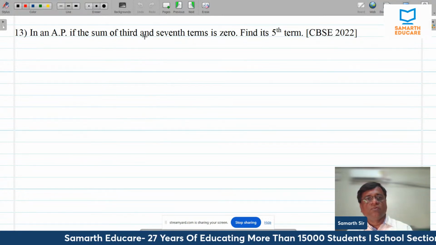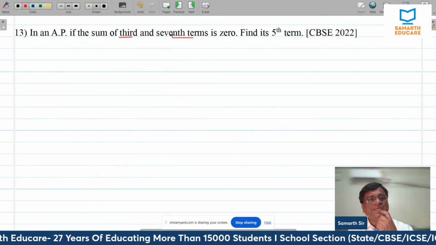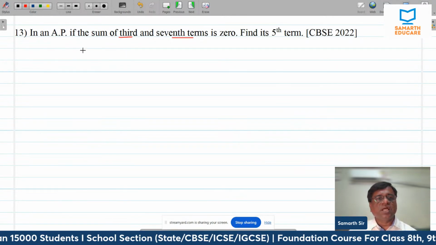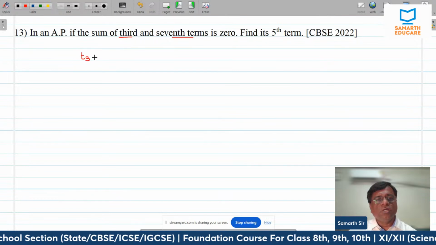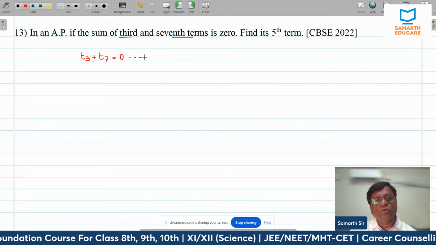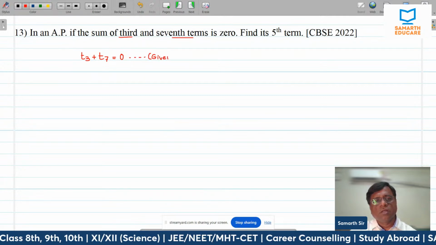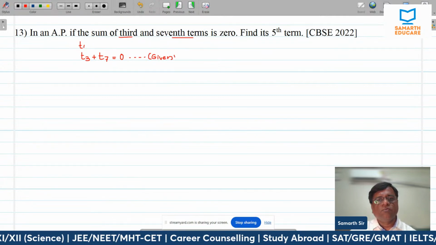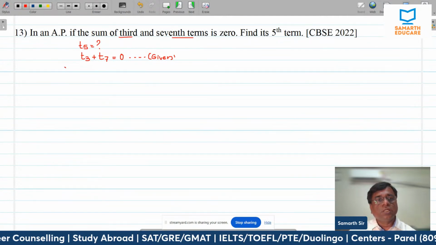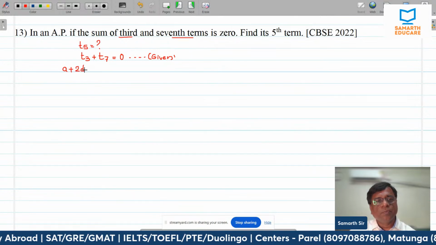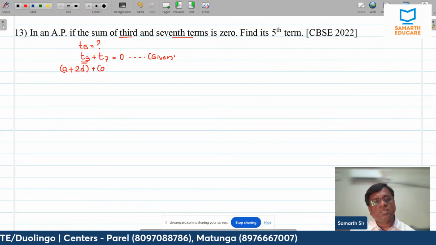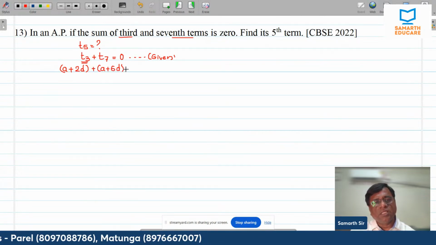If the sum of third and seventh term is 0, then find its fifth term. Now the question says that the sum of third and seventh term, if I take it, is equal to 0. This is given. The question asks for the fifth term. So what is the third term? The third term is a plus 2d. What is the seventh term? A plus 6d, and that is equal to 0.